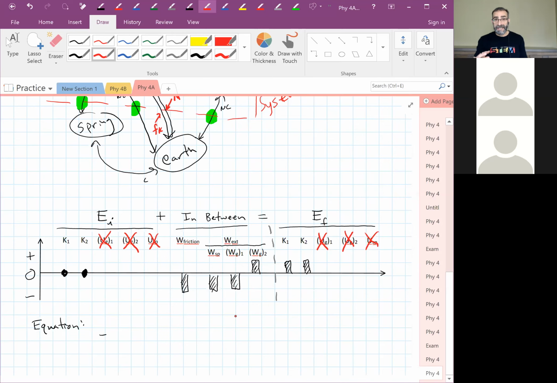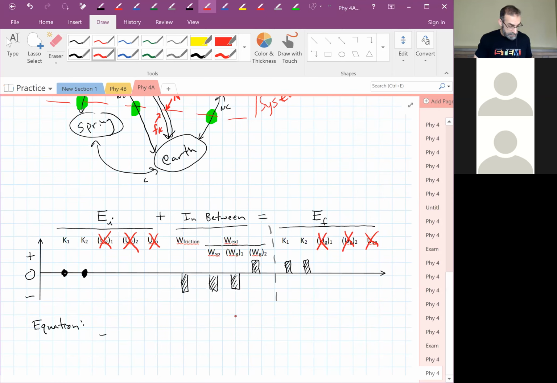And if it's in the system and you're dealing with U spring, potential energy of the spring, then it's always positive. It'll show up on the correct side of the equation. You always put it as a positive number. If it's work done by the spring, you have to figure out whether it's doing positive work or negative work and get the sign correct. It could be either one.